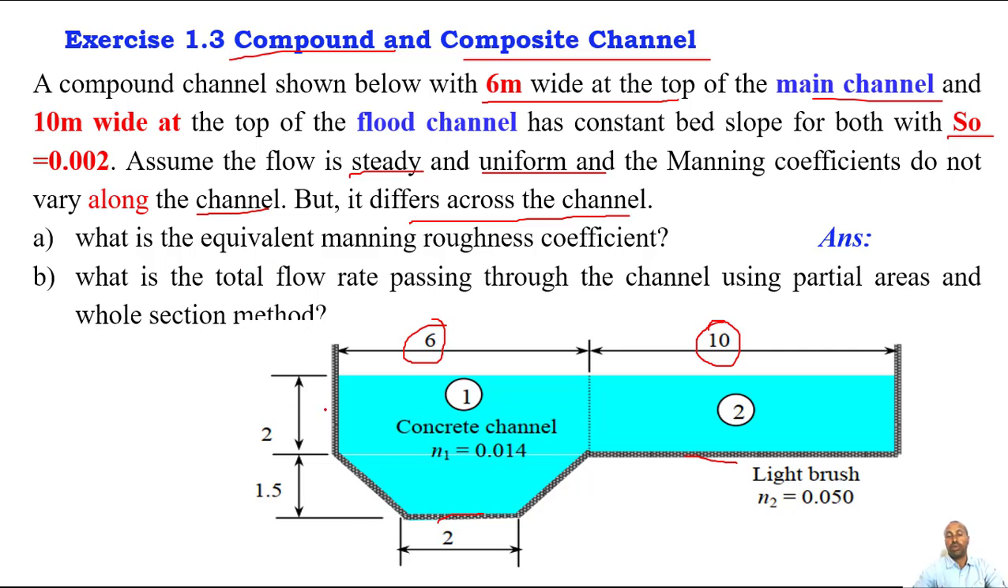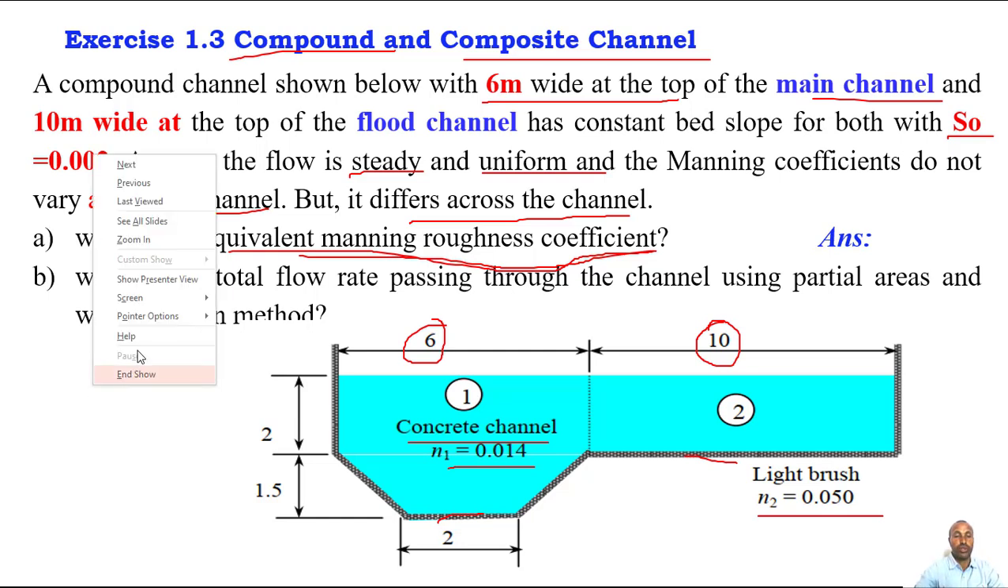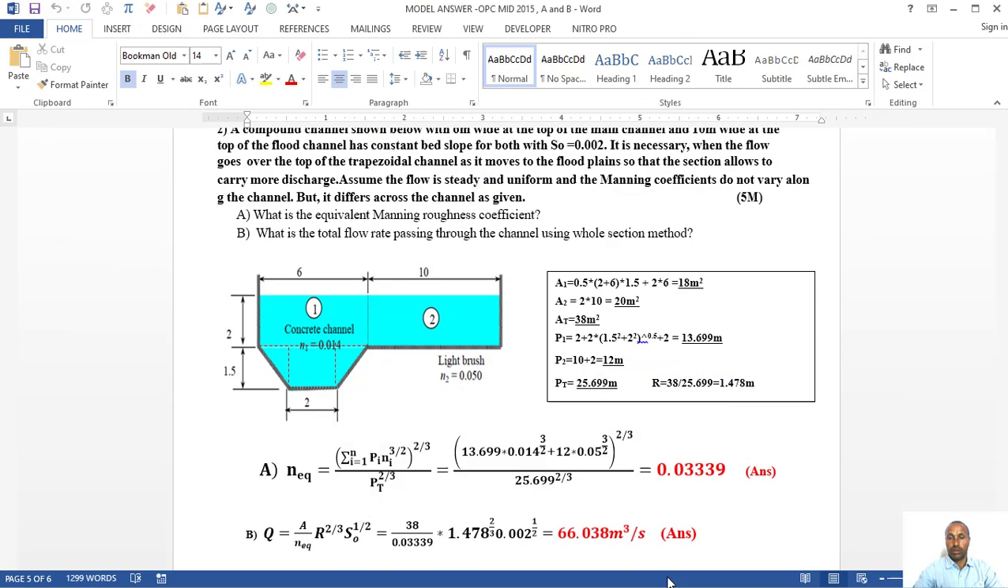So you have dimension 2 meter here, 1.5. Then finally, you can just calculate. So 2 meter bed dimension. So you have a concrete channel here with 0.014 and light brush for this flat channel, 0.05. Then how do you compute? So very simple, the same. What is the equivalent Manning roughness coefficient? First, you have to compute the equivalent Manning roughness for this one. So I think we can see this is the solution.